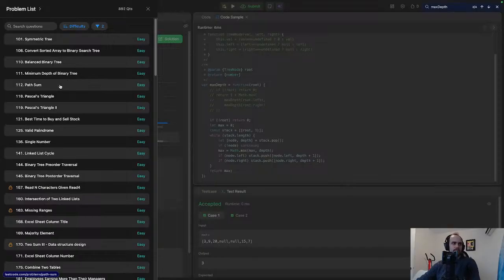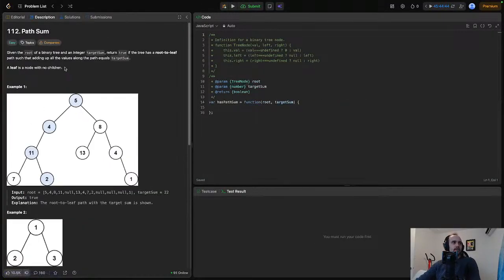All right, let's see what this is all about. Path sum. Given the root of a binary tree and an integer target sum, return true if the tree has a root-to-leaf path such that adding up all the values along the path equals target sum. A leaf is a node with no children.